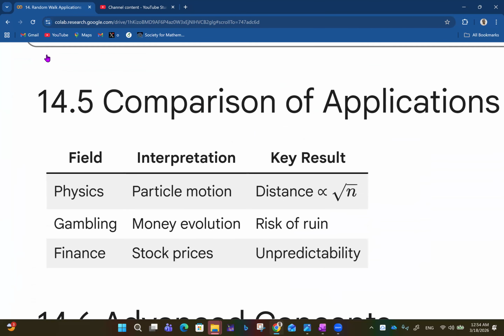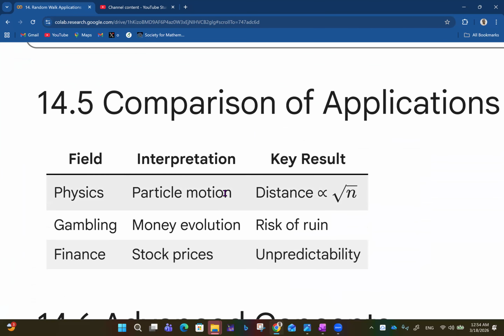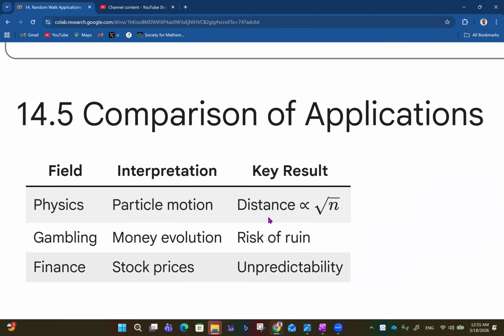Here you see that in the physics interpretation you have random walk in particle motion, and the distance variable is directly proportional to the square root of the number of steps. Then in gambling, you have the evolution of your money, and the key result is there's a risk of losing it all.